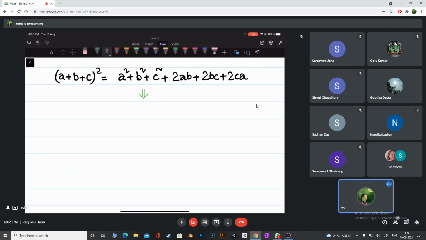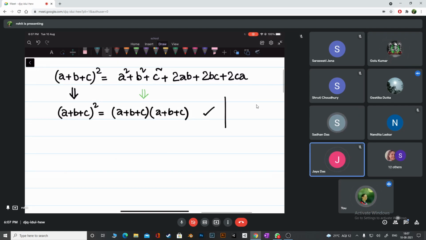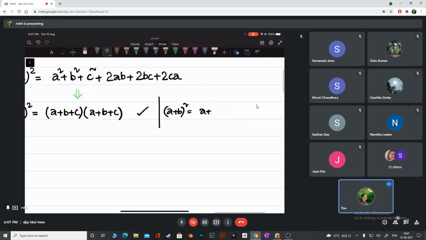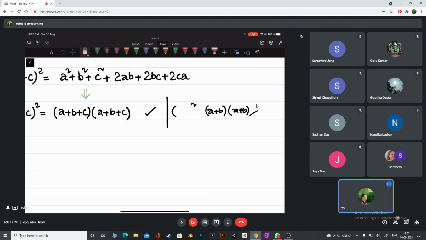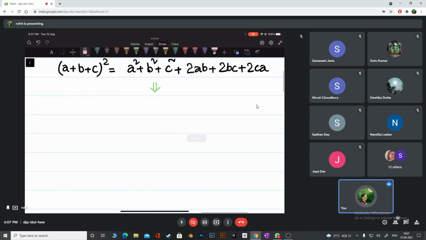So let's see, what is the meaning of A plus B plus C whole thing square? Let me write it down. A plus B plus C whole thing square means you take A plus B plus C and multiply it by A plus B plus C. Are you clear with this first step, guys? Because you know A plus B whole thing square means take A plus B and multiply it again with A plus B. It's the same thing, but this time we have A plus B plus C. So the first step is clear, right?